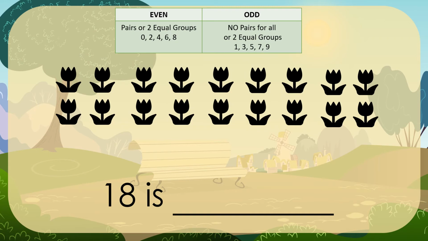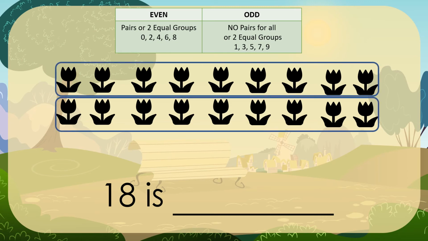Let's think about the number 18. We've looked before at partnering objects within a group to determine if the number is even or odd. Let's look at putting all of the objects into two equal groups. If I put all of the objects in this model into two equal groups, I have 9 flowers in the top group and 9 flowers in the bottom group. My groups are equal. They both have 9 flowers. So that means that the total 18 is an even number.